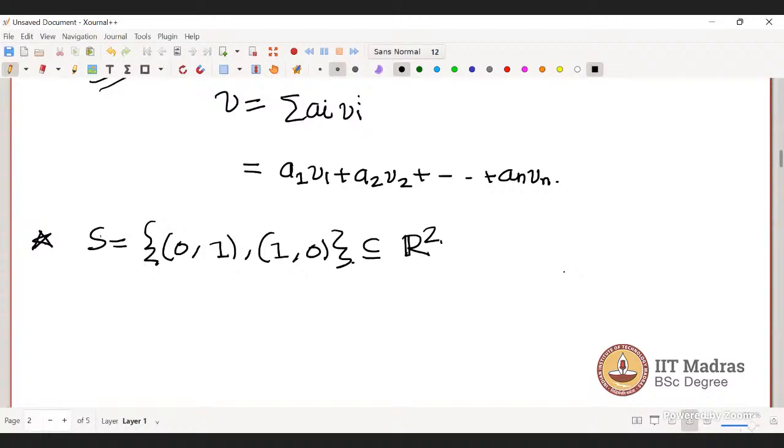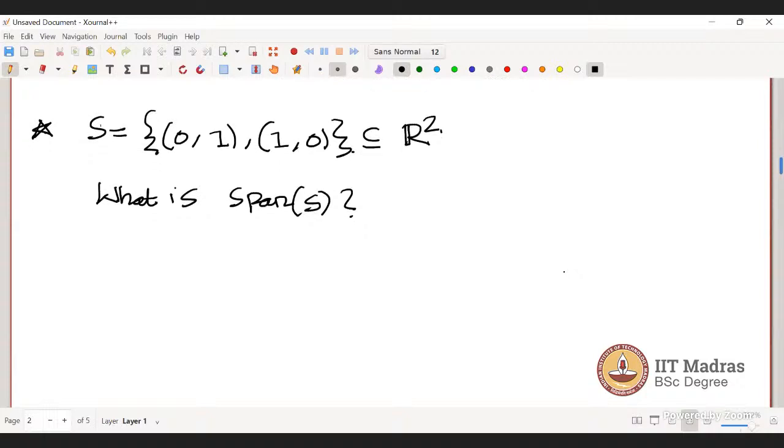So my question is, what will be the span of this set? This is a set which consists of two elements. I want to know what is the span of it. This will be R2. Why? Because I can achieve any vector in R2 by a linear combination of these two vectors, V1 and V2.